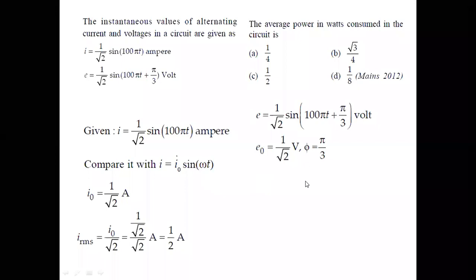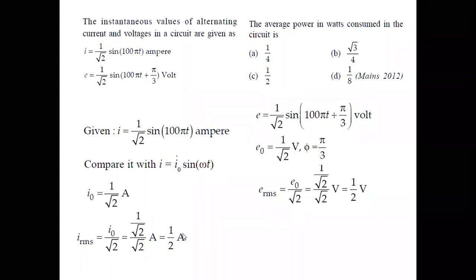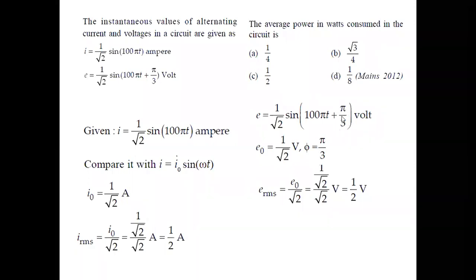Now we go for V_RMS. So phase angle is given extra. E_RMS equal to 1 upon 2 volt. The current and voltage RMS values are half volt, half ampere. At the same time, your phase angle is pi by 3. This is an additional phase angle in applied voltage.